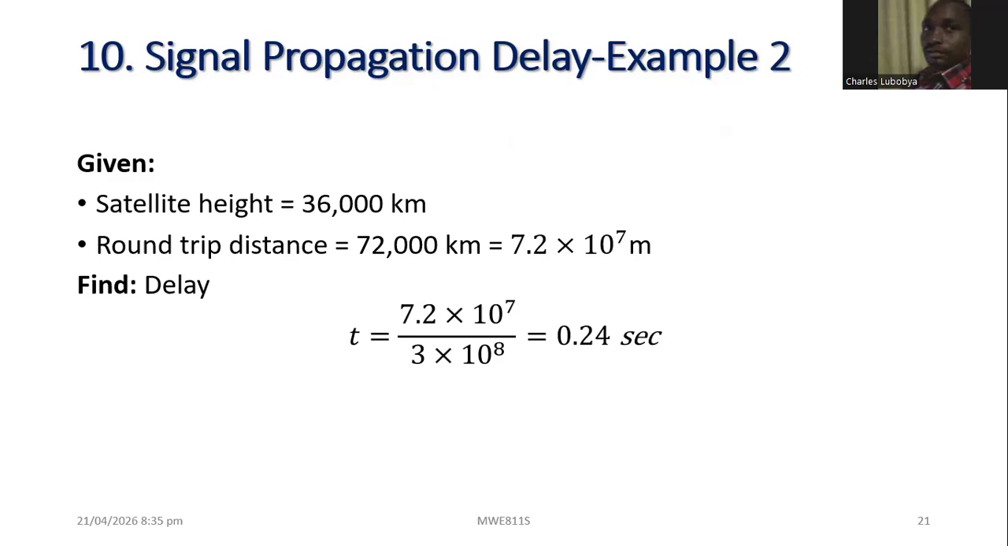0.24 seconds. You can do the same for a LEO, which is normally around 1,000 to 2,000 kilometers, or the MEO, which is around 10,000 kilometers from the center of the Earth. You can as well calculate the delay. And obviously, this delay is less for LEO compared to GEO type of satellite.